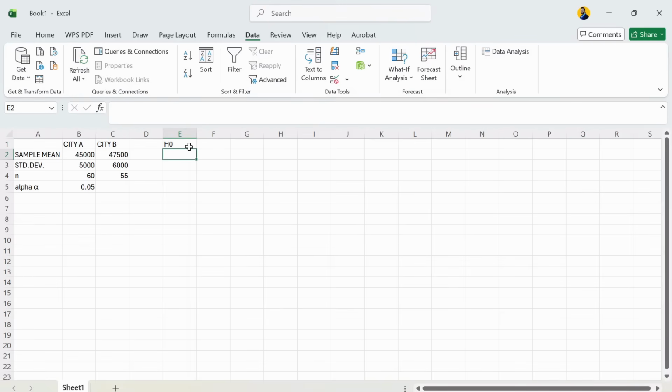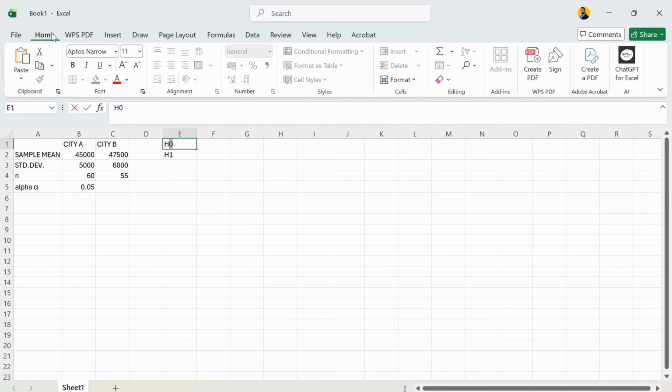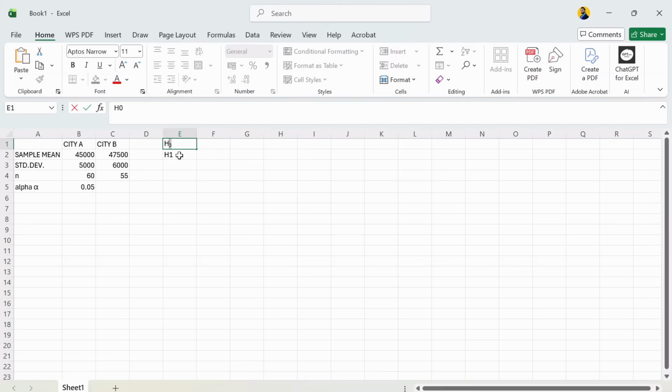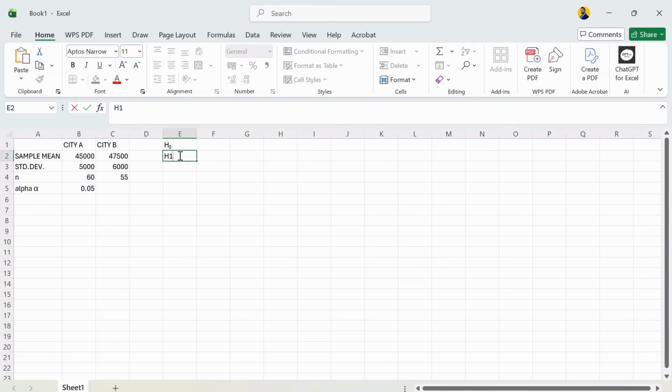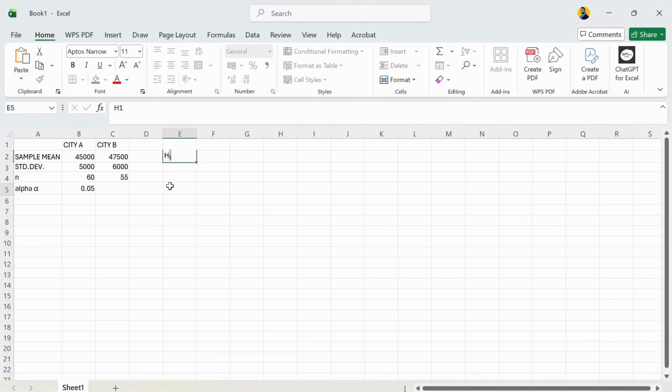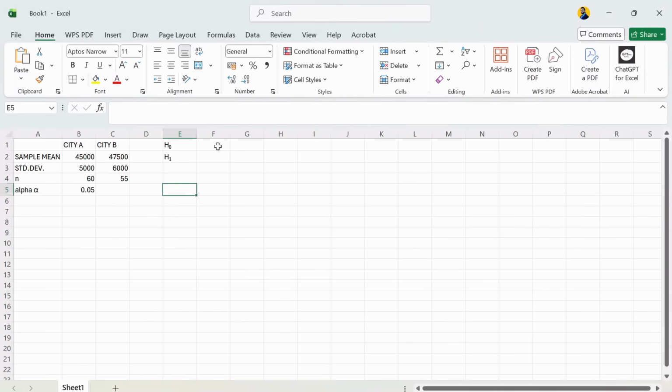So I will write down for null and I will write down for alternative. Because it's the first time, I will just mention it to you. We will select this zero, and in the Home tab Font, we will press this arrow button and use subscript and then OK. So you can see our null hypothesis and alternative hypothesis are quite similar to what we mention in our notebooks. So just go to that and again subscript and OK. So this is our null hypothesis and alternative hypothesis symbol.